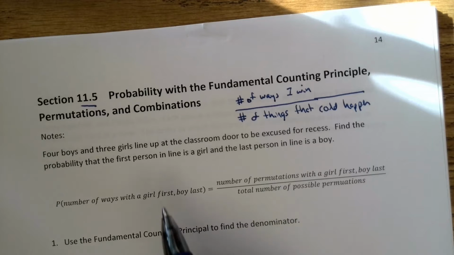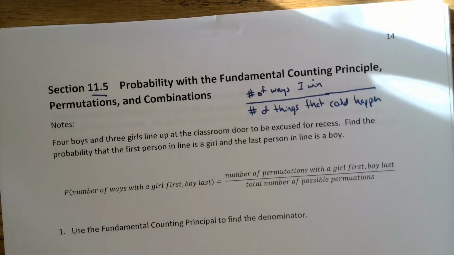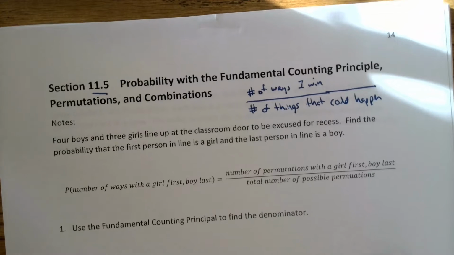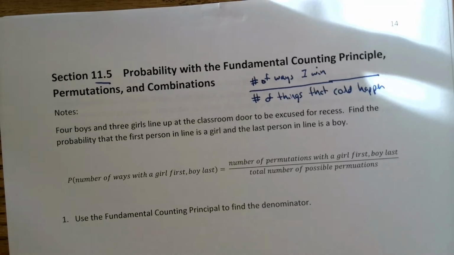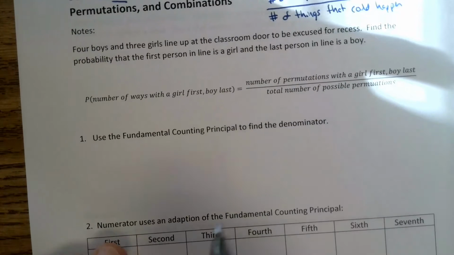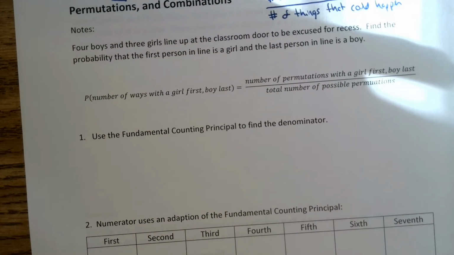Okay, so the first thing is: 4 boys and 3 girls line up at the classroom door to be excused for recess. Find the probability the first person in line is a girl and the last person in line is a boy. Okay, so first up we're going to find the denominator, the total number of ways that this could happen. How many ways could 7 people line up at the door?